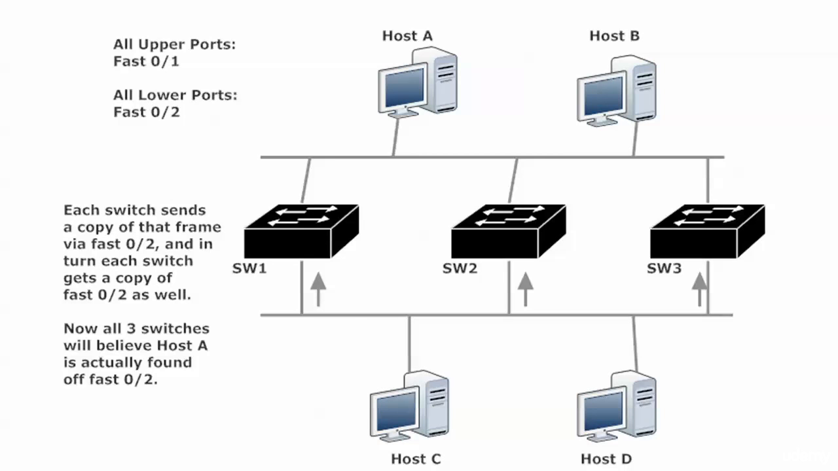So what happens? Each switch ends up getting a copy sent by a neighboring switch, and the problem is the source MAC address for that is still going to be host A. So now all three switches believe host A is actually found off Fast Ethernet 0.2. And just that quickly, we end up with a mess and a switching loop, because that's just going to keep happening. We're going to have these frames that continually get flooded out, which tends to build up, and it's sucking up our bandwidth, and the switches are having to work harder handling it all.